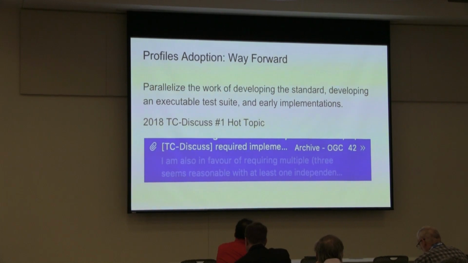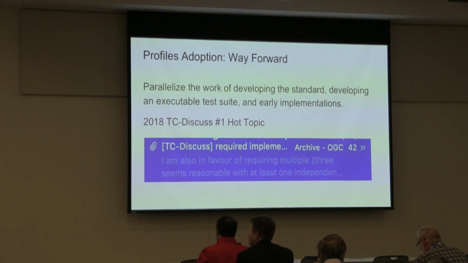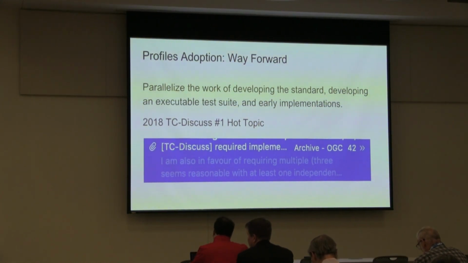Now, a way to move forward, and I put here one of the hottest topics on the PC mailing list: we require multiple implementations when we are moving a standard forward and approving it. I would say a way to move forward is, as much as possible, to parallelize the work of developing the standard, and at some point develop some of the executable test suites and also some of the early implementations. Of course, we need to develop the executable test suites a little at the beginning, or I don't know exactly, but parallelizing these three will be great. It's the way forward.